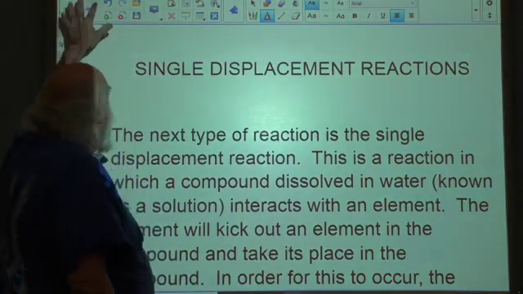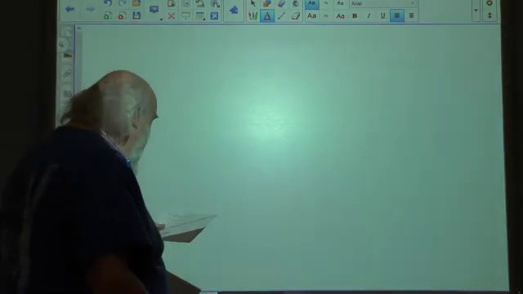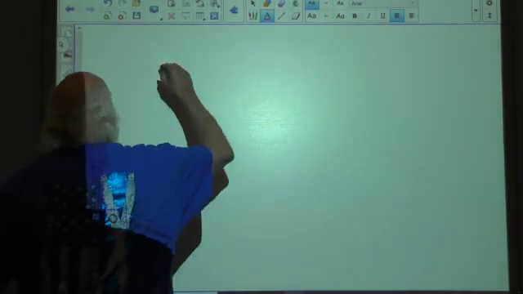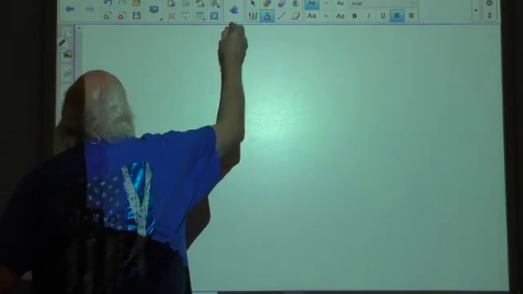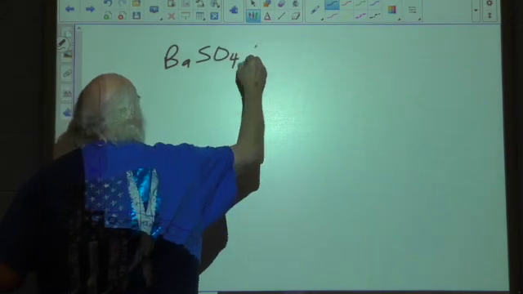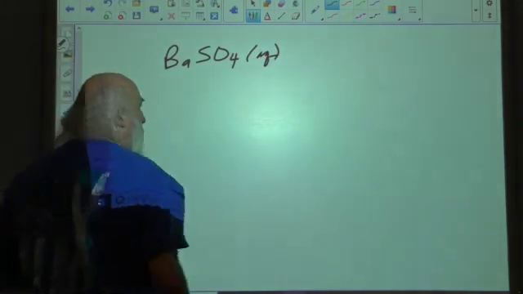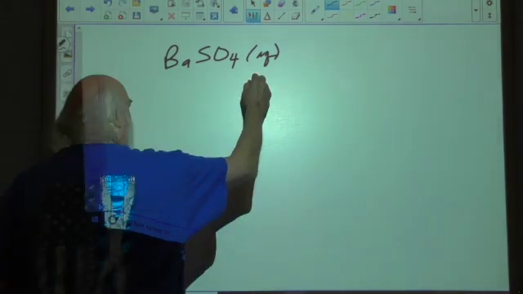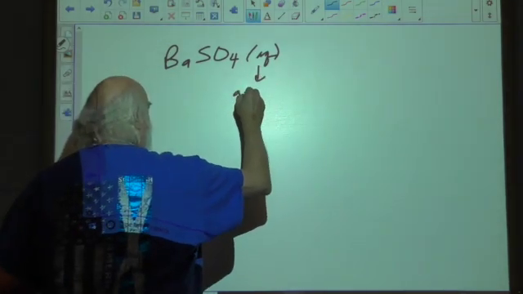So let's take an example here. Let's take barium sulfate. And now, this is what we call an aqueous solution, so I need to explain what that means.